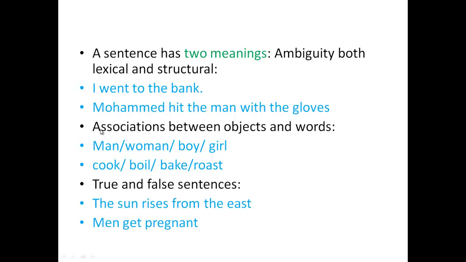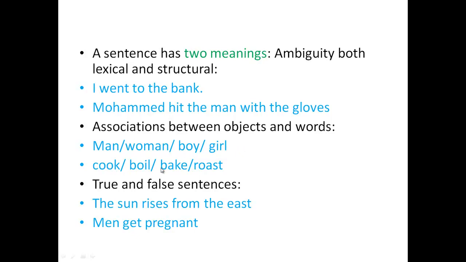Another thing that we are supposed to know as native speakers is the association between objects and words. Of course, when you use a word, you should know what it corresponds to in the outside world. If you use the word tree, you know that the word tree refers to a particular object in nature. Man refers to a particular human being. Same thing for woman, boy, girl. And notice here, we can even make associations between words in this set. Man, woman, boy, girl belong to this set because they share one feature. All of them are plus human.